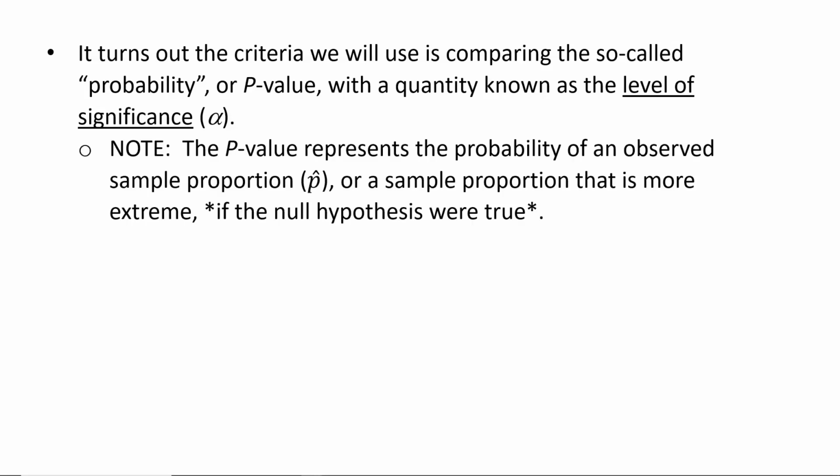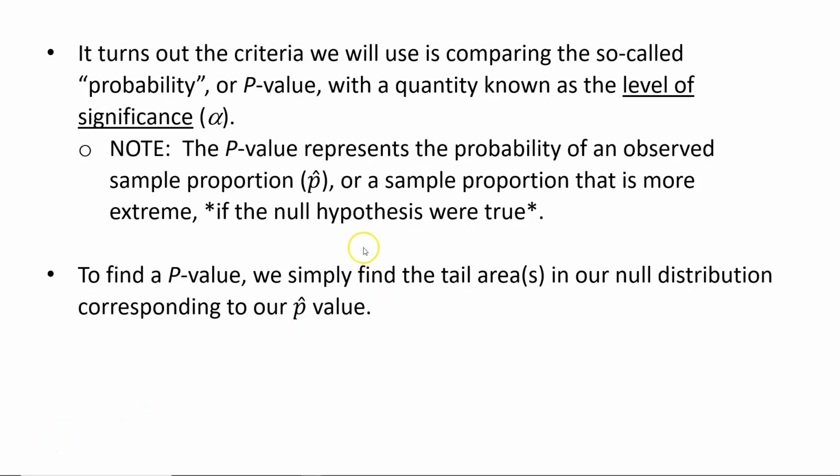Take note of the following. The probability, or p-value, represents the probability of an observed sample proportion, or a sample proportion that is more extreme, if the null hypothesis were true. Now, to find a probability, or p-value, we are going to find the tail areas in our null distribution corresponding to our sample proportion value.